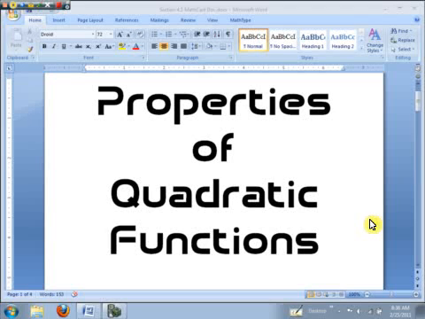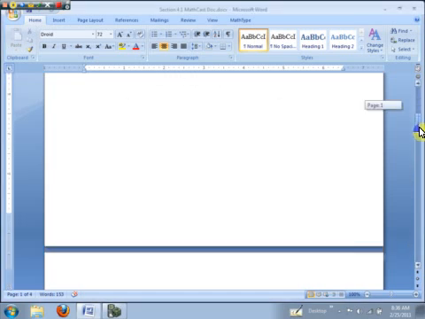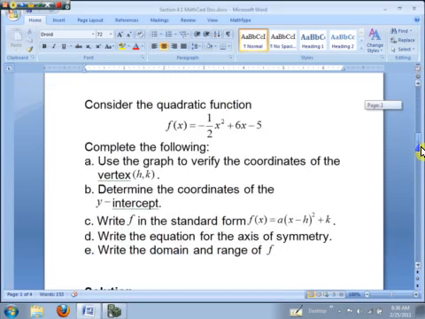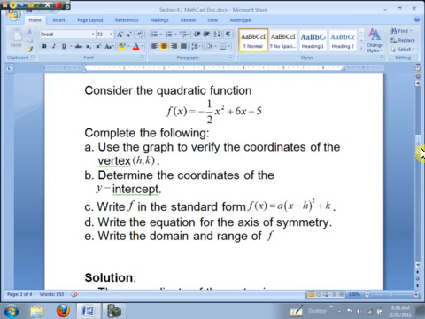Hey, it's Professor Davis, and I want to take a look at some of the properties of quadratic functions. This is a lot of the things that we studied in section 4.1. So let's take a look at one of these, and we can use our calculator to verify some of our solutions and verify some of our calculator stuff using algebra.